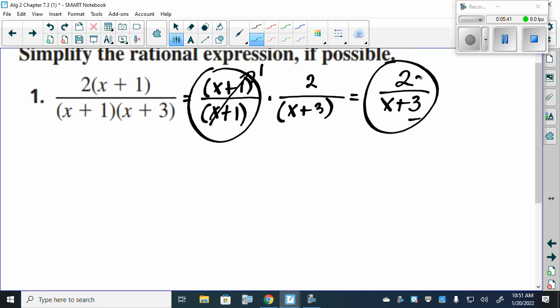Just an extra mark. Any other questions on this here?